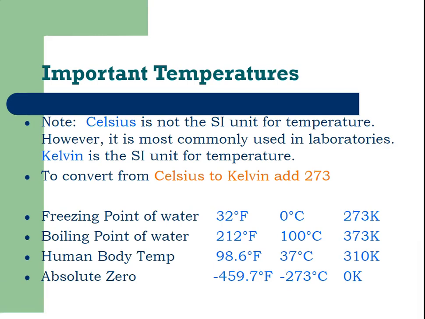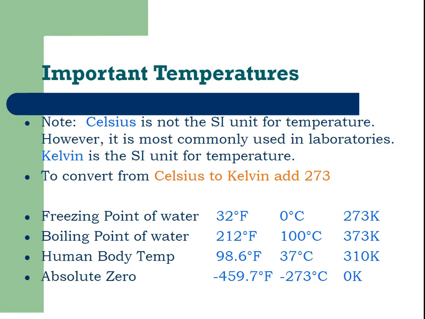So some other temperatures that might help you get an idea of this scale. Room temperature. Most people say room temperature is 68 degrees Fahrenheit. It's where most people say they feel comfortable. So 68 degrees Fahrenheit, that is 20 degrees Celsius.